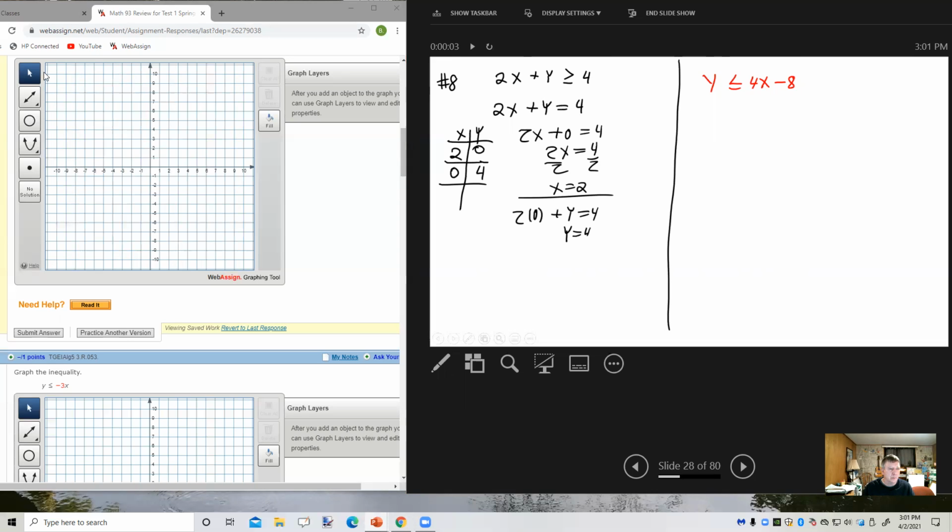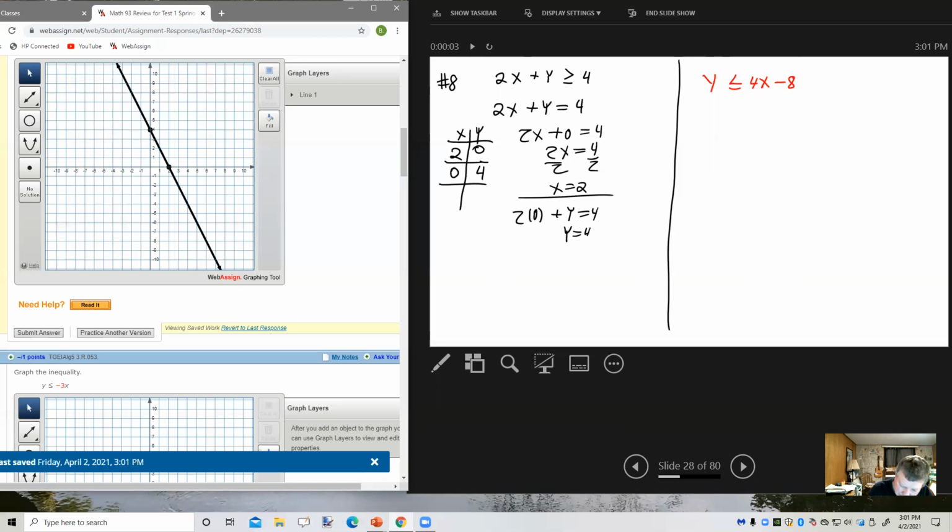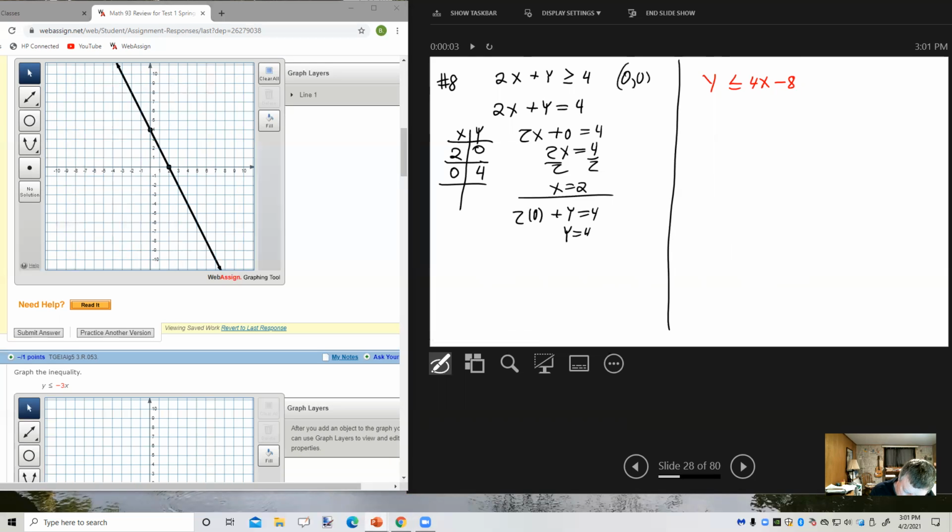So we're going to plot the 2 points, (2, 0) and (0, 4). Double check here. Yep, (2, 0), (0, 4). Okay. This also includes equals in the original inequality, so I want a solid line. (0, 0) looks like a good test point. So let's take (0, 0) and plug it in to the original inequality.